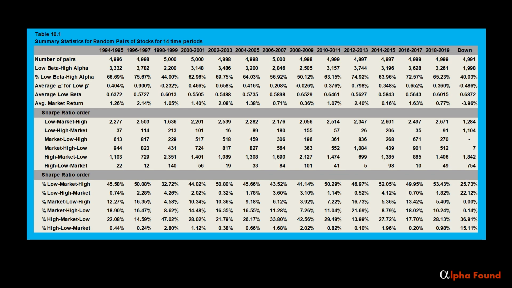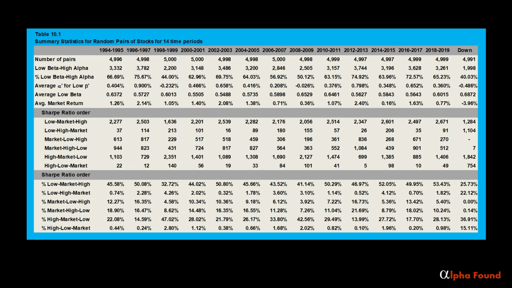The first line is simply the number of pairs. For each period it should be 5,000 pairs, but occasionally a stock was randomly matched with itself and dropped out. The next line reports how many times the low CAPM beta portfolio had a positive alpha, followed by the percent of times the low CAPM beta portfolio had a positive alpha. Then we have the average alpha of the low CAPM beta portfolios. Then we have the average CAPM beta of the low CAPM beta portfolios. The last line of the first section is the average market return.